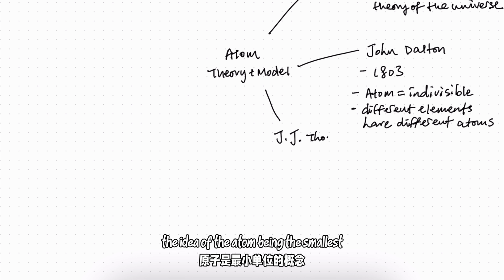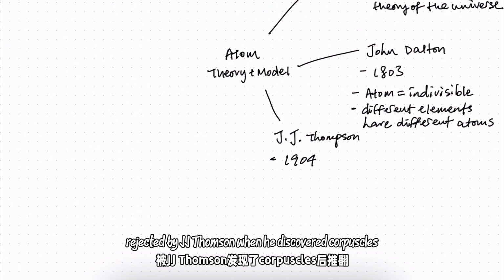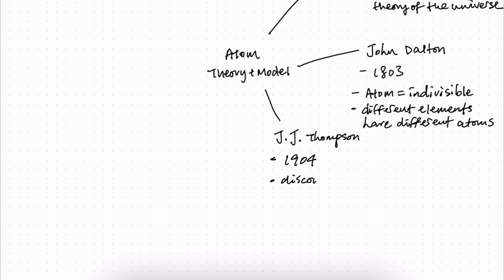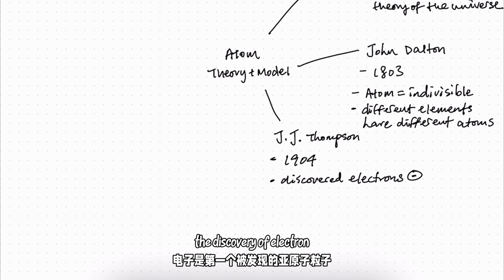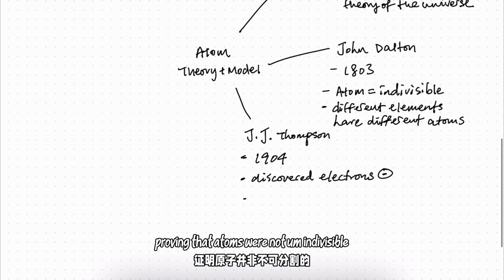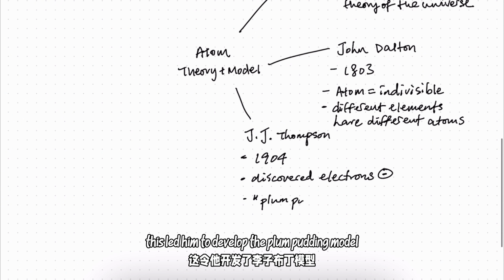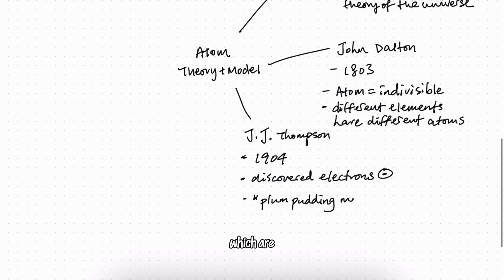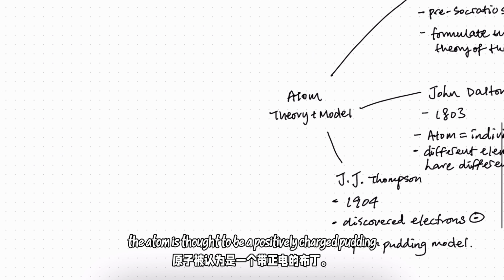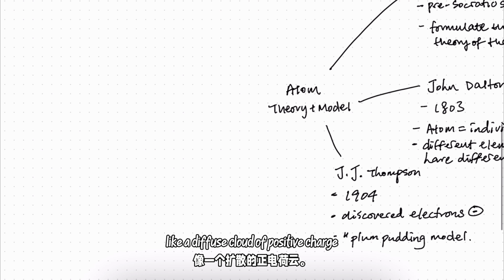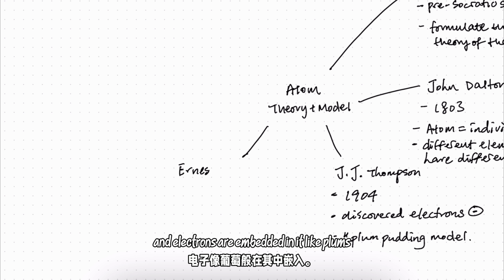The idea of the atom being the smallest indivisible unit was rejected by J.J. Thomson when he discovered corpuscles, which were later named electrons by Stoney. The discovery of the electron is the first discovery of a subatomic particle, proving that atoms were not indivisible. This led him to develop the plum pudding model, in which the atom is thought to be a positively charged pudding, like a diffuse cloud of positive charge, and electrons are embedded in it like plums, like the bits in a cookie.